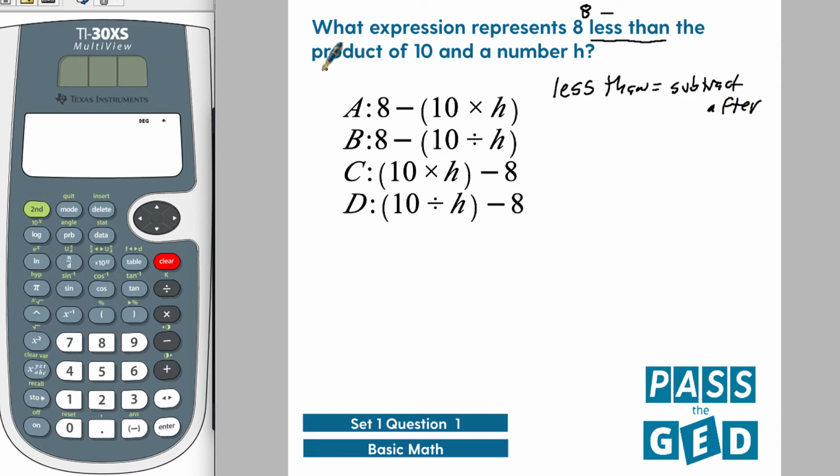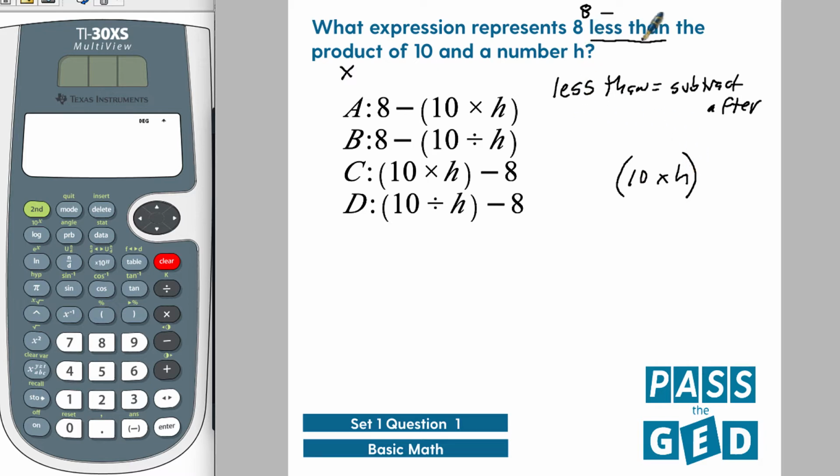So less than the product. Product means multiplication of 10 and a number h. So the product of 10 and a number h means you're multiplying 10 times h. And you can see that from the answer choices. You do have division here, but hopefully you recognize product is multiplication and quotient would be division. So what we want is 10 times h. Put that in parentheses. You can tell that again from the answer choices. Use the answer choices to help guide you.